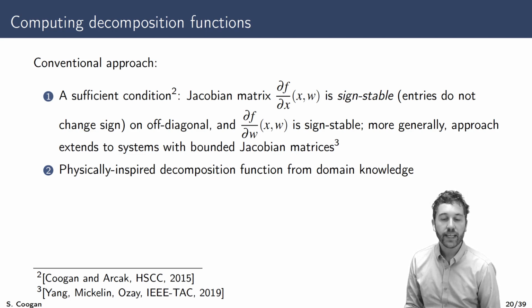Moreover, it has also been shown that this general approach extends beyond sign stability to the case when the entries are either upper or lower bounded. This was shown in the paper on the bottom of this slide. Besides this special case, some classes of systems have been shown to be mixed monotone by appealing to the particular structure of the dynamics and to domain knowledge particular to the problem at hand.